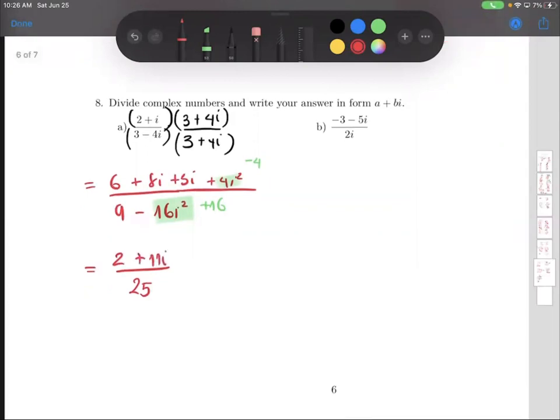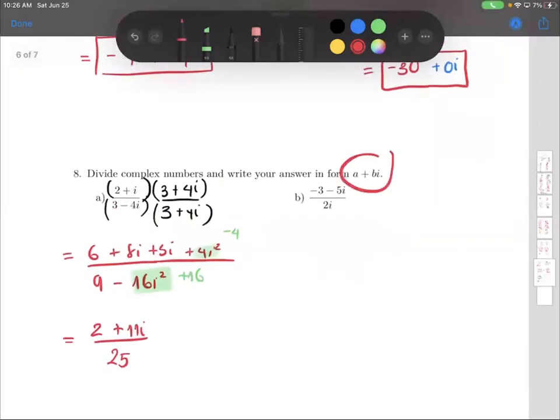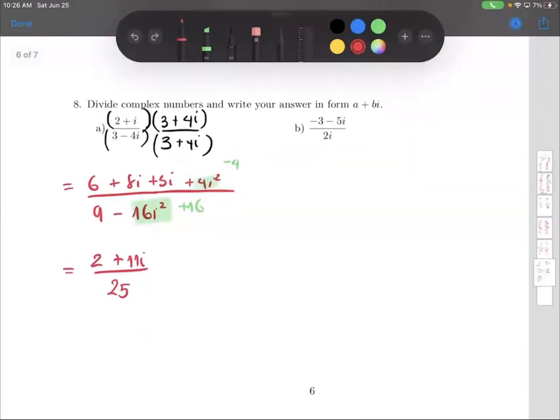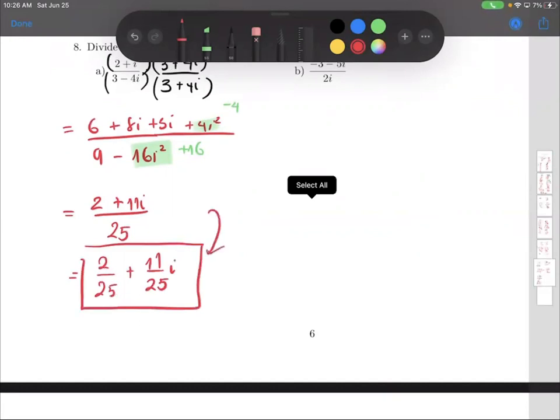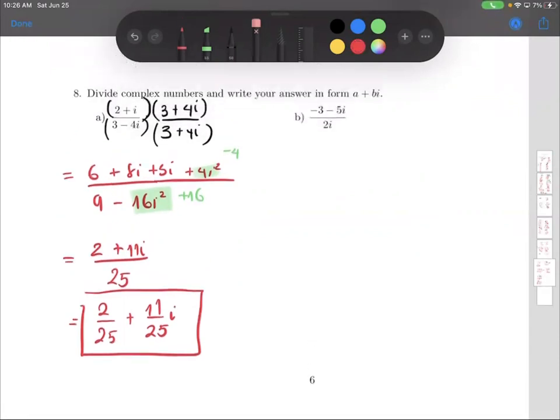And please don't stop right here. You need to write it in a plus bi form. So that means you have to split them apart, the real part and the imaginary part, remember? So 2 over 25 plus 11 over 25 times i. I might take a point off if you don't do that. You might go from this to this, but please just follow the instruction.